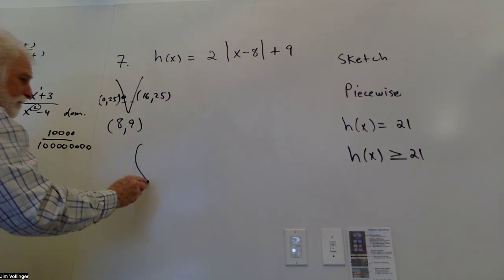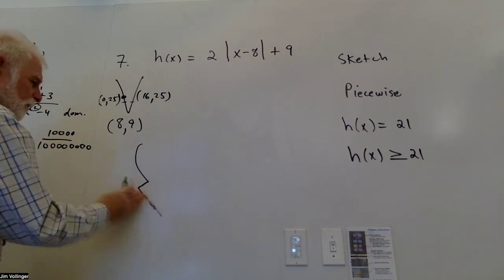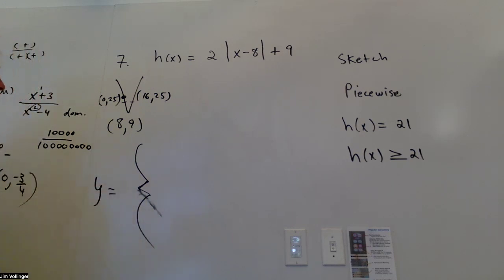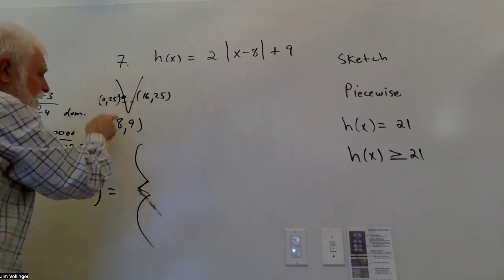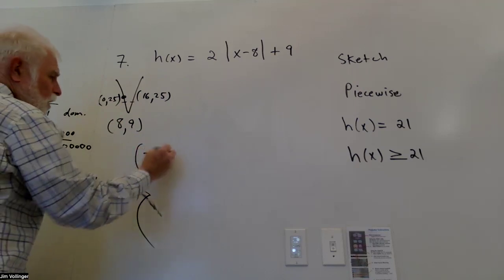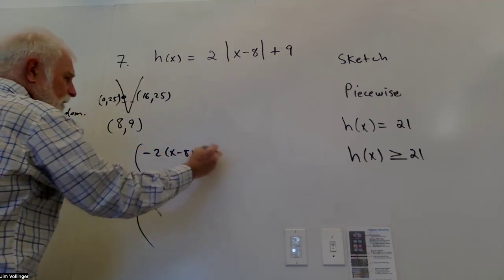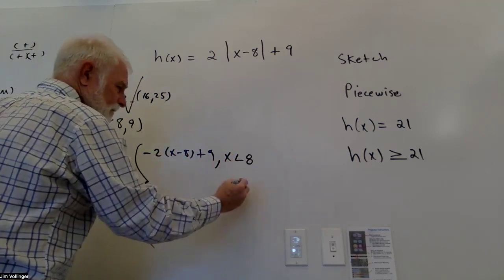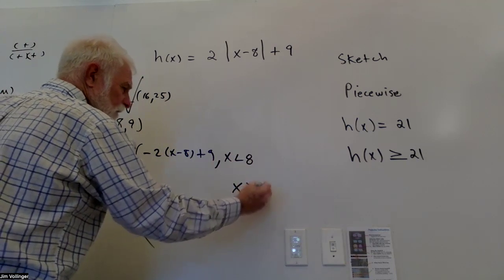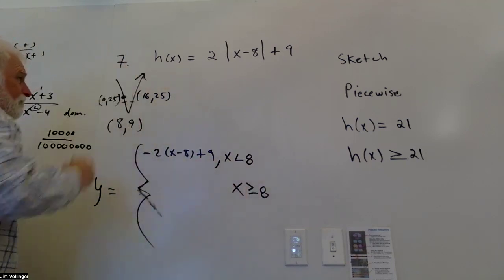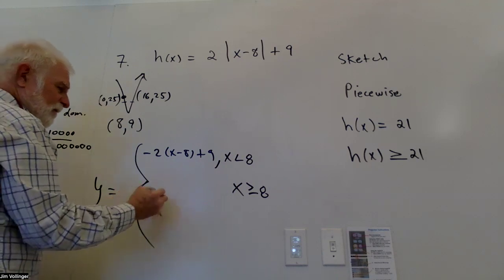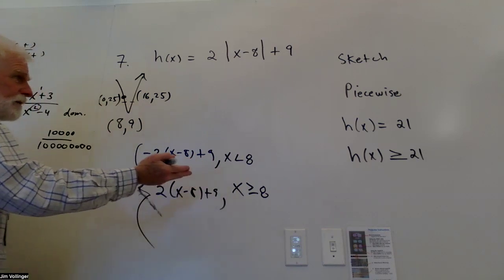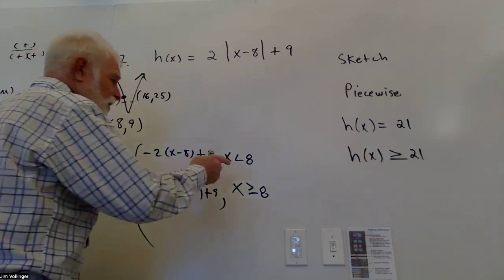So the piecewise function. Oh, sorry, Alfred. Alfred Hitchcock. There we go. Y equals. So we're decreasing. So that's -2 x minus 8 plus 9. But I only decrease until I get to 8. Once I'm equal to or greater than 8, going up, going up. So that's +2 x minus 8 plus 9. There's your pieces. Now we're going to use our pieces to set it equal to 21.